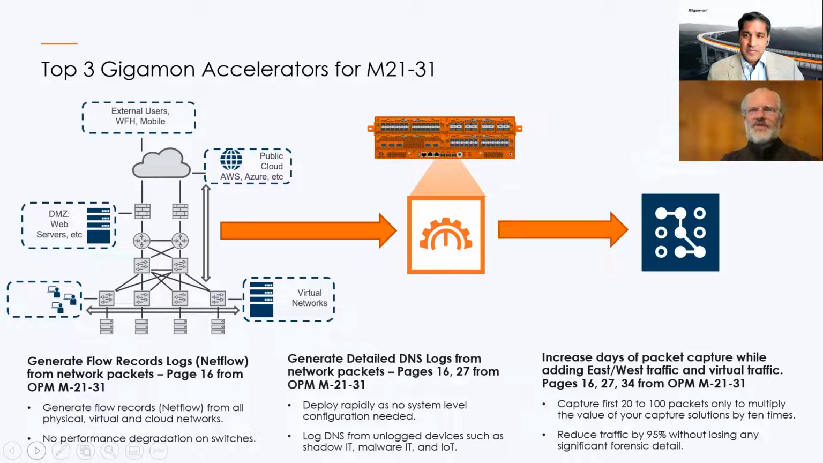So when you go through the M-21-31, you'll often find something called a flow record log or a flow log. And really what that means is NetFlow or something equivalent to NetFlow. NetFlow being the phone bill of what happens inside the network, who did what, when, where, how much.